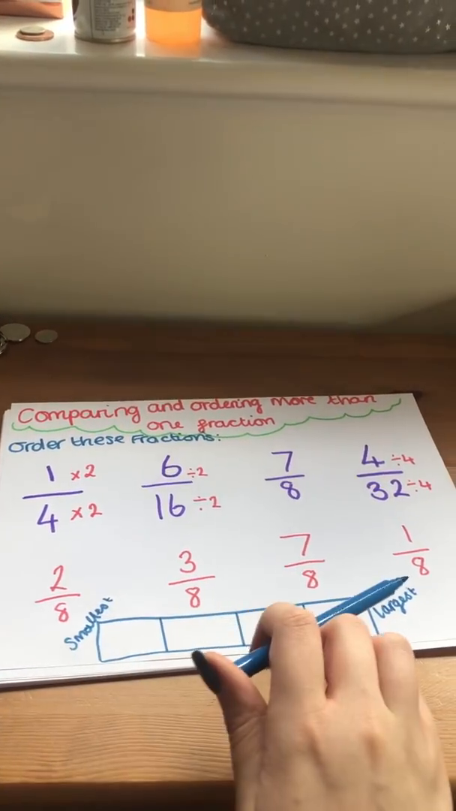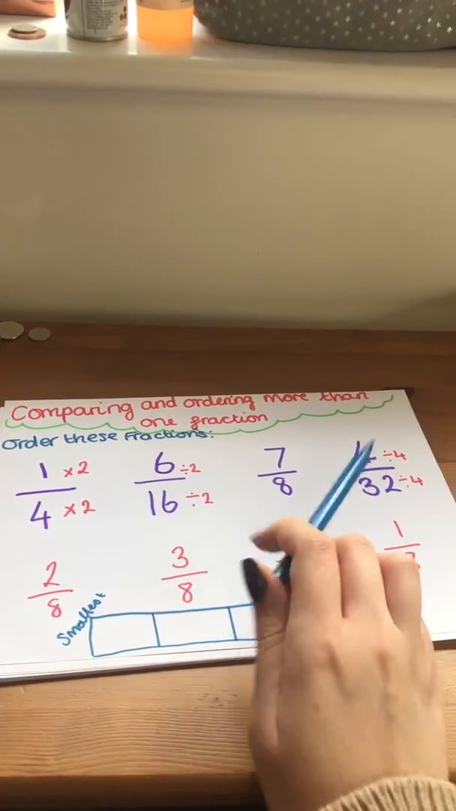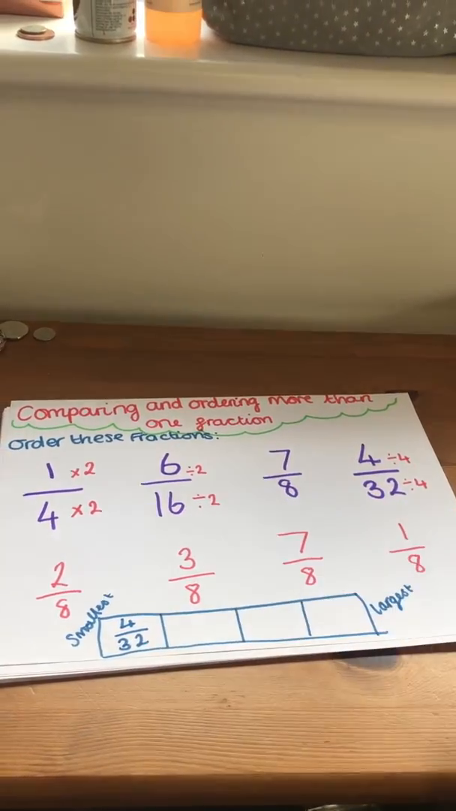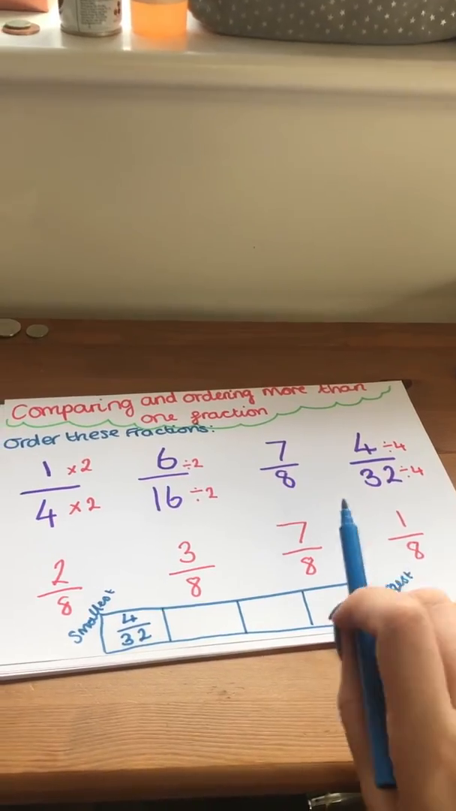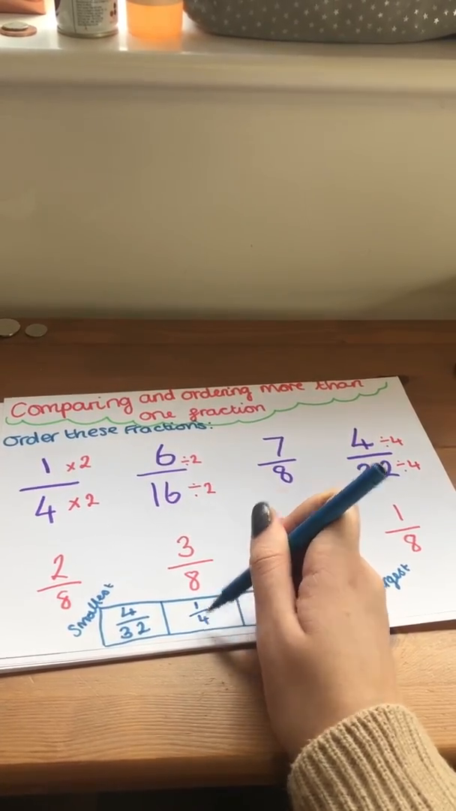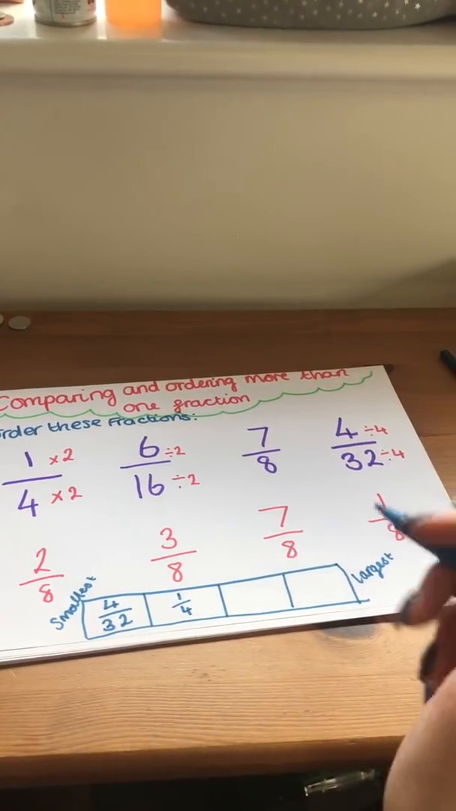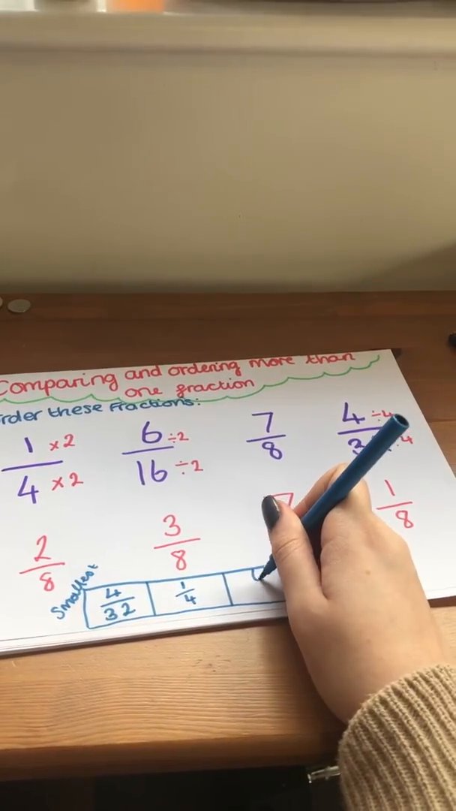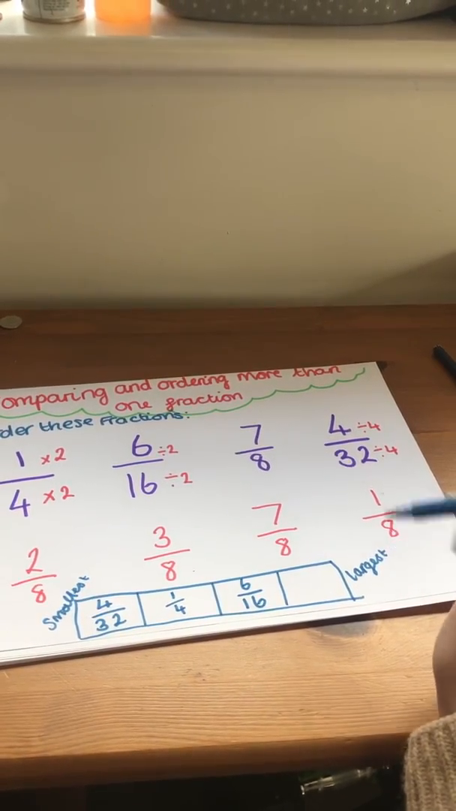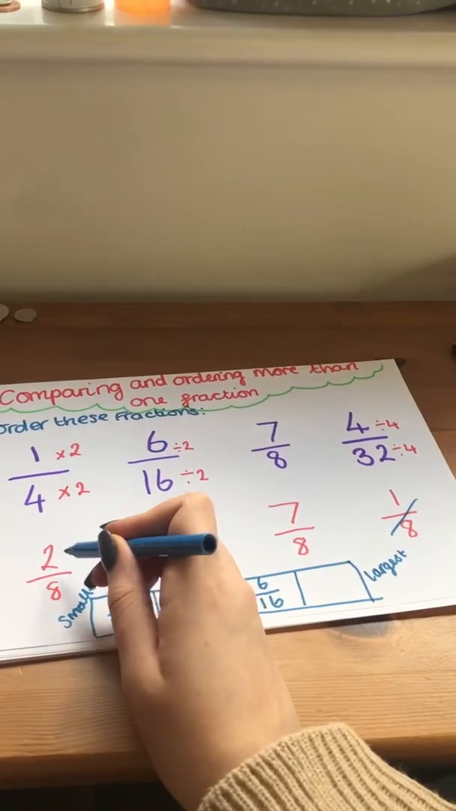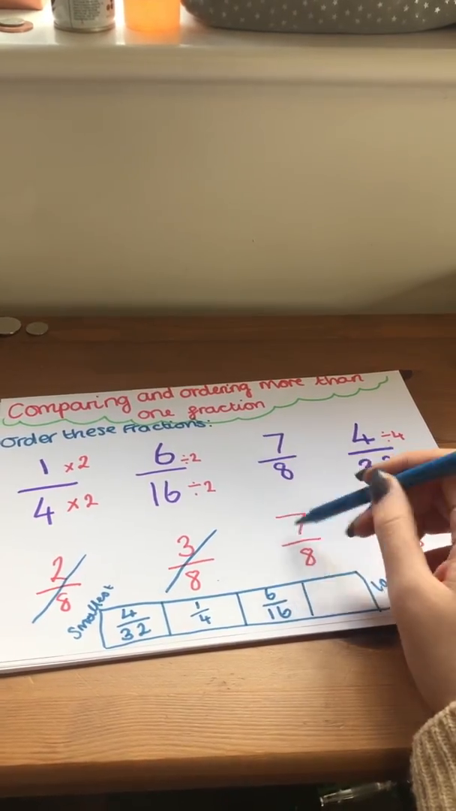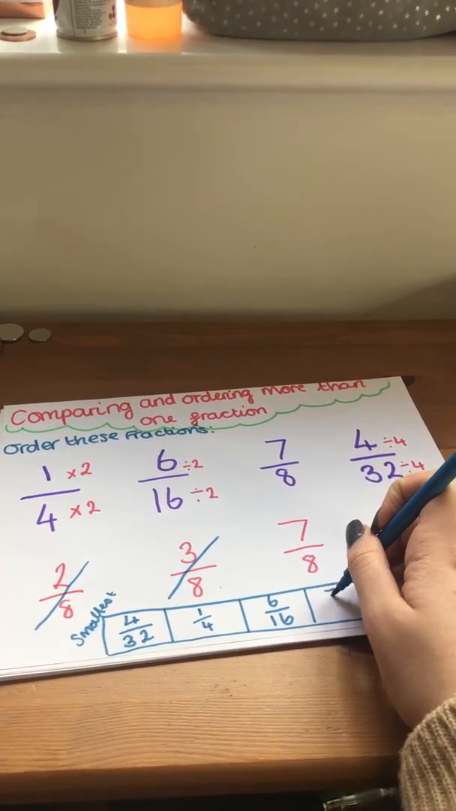Now I can see that my smallest fraction is actually 4 over 32, because when I converted it, it turned into 1/8. My second smallest fraction is 1/4, because when I converted it, it was 2/8. My third biggest one is 6 over 16. So when I converted it, it was 3/8. And actually what you can do is cross these out as you write them in, so you don't forget which ones you've done. And the fourth biggest one, the largest fraction out of all of these, is 7/8.